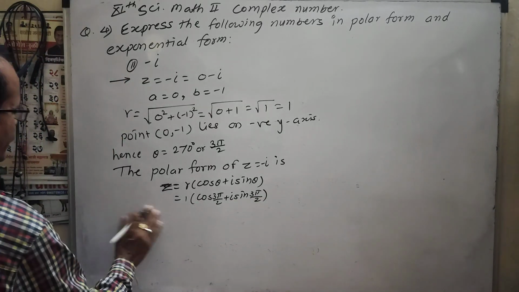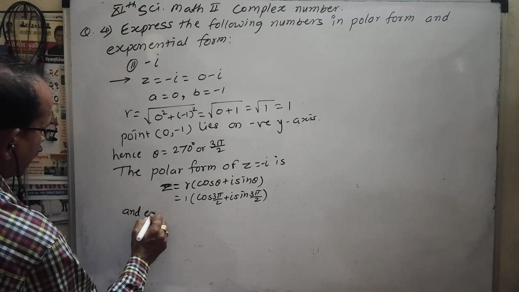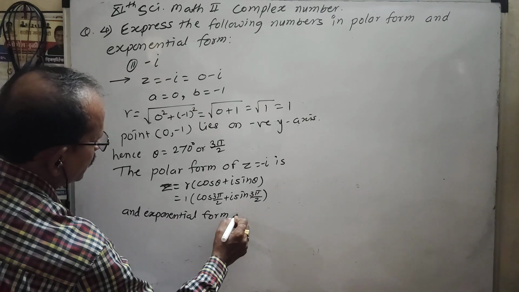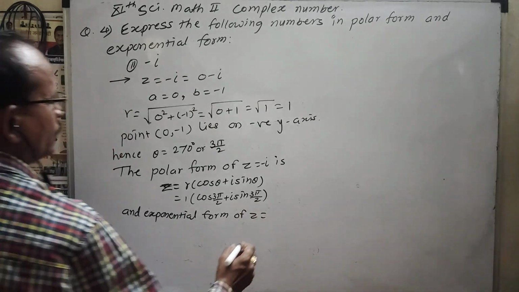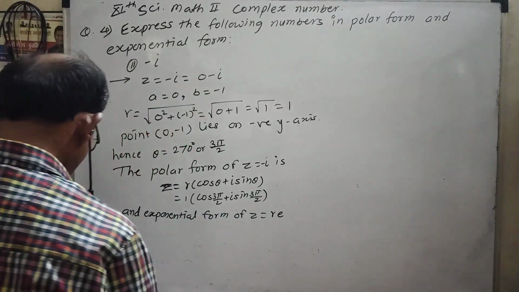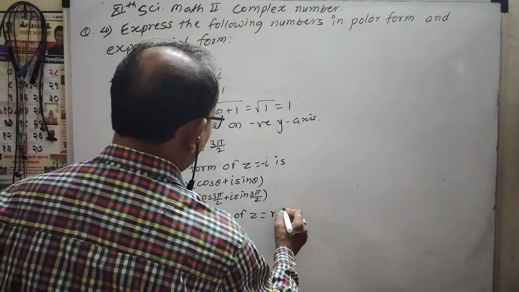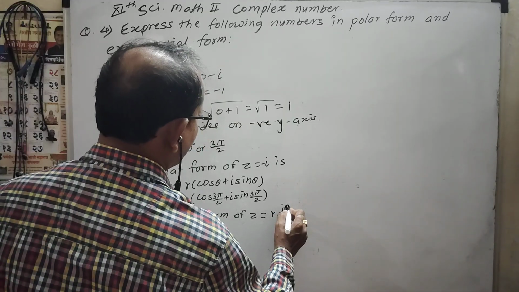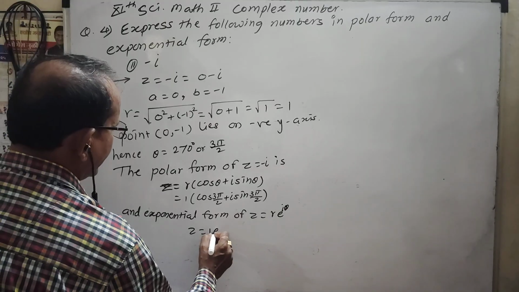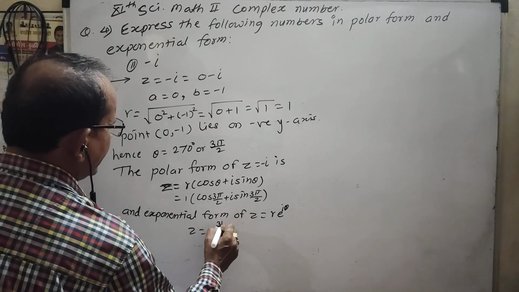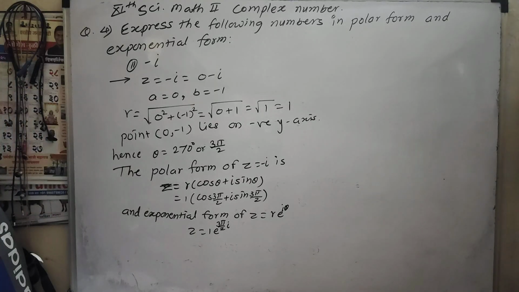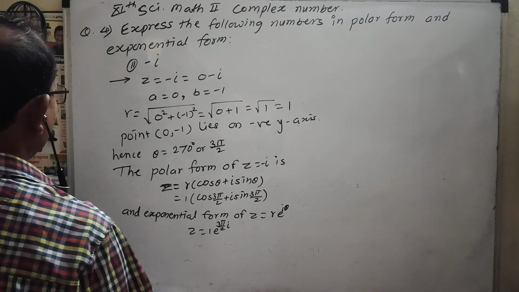And the exponential form of z is equal to r e to the power i theta. It is z is equal to r is 1 and e to the power 3 pi by 2 i. This is the second question.